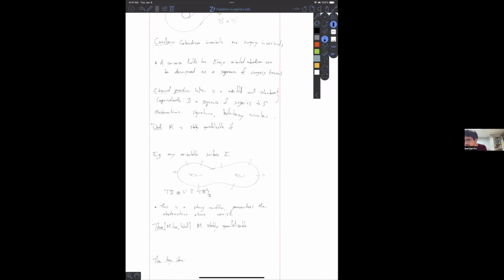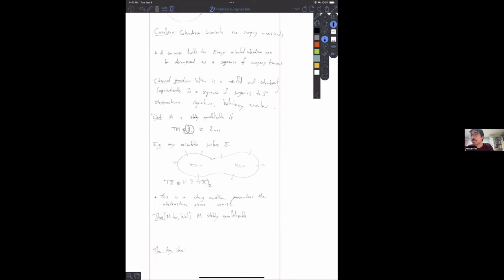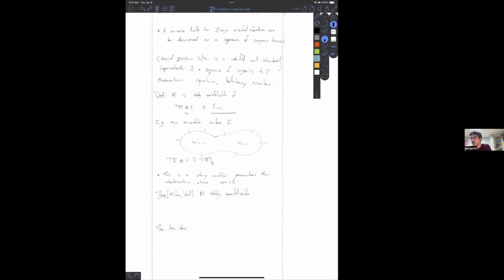which is just to say that the tangent bundle of M plus any trivial line bundle is itself a trivial bundle, sorry. So this process of adding a trivial bundle is stabilization. And so if up to stabilization you're trivial, then you're stably trivial or parallelizable. And that's maybe a surprising condition if you haven't seen it.